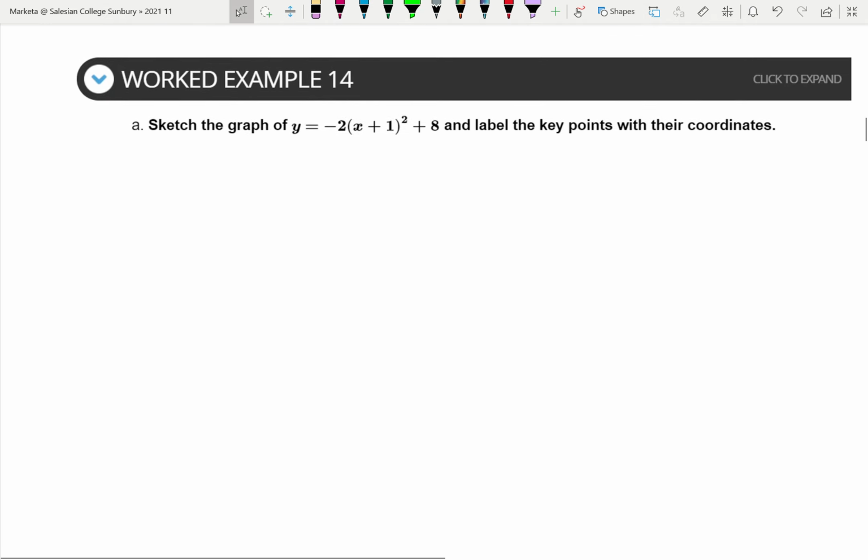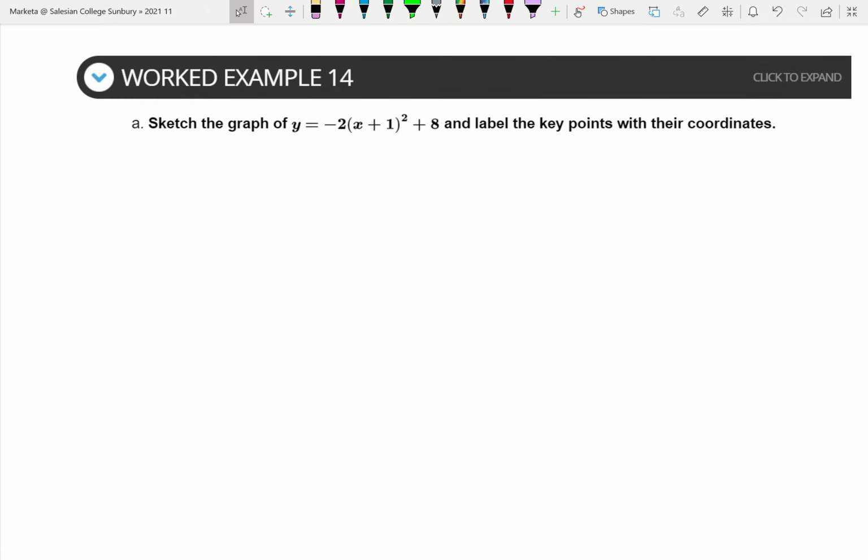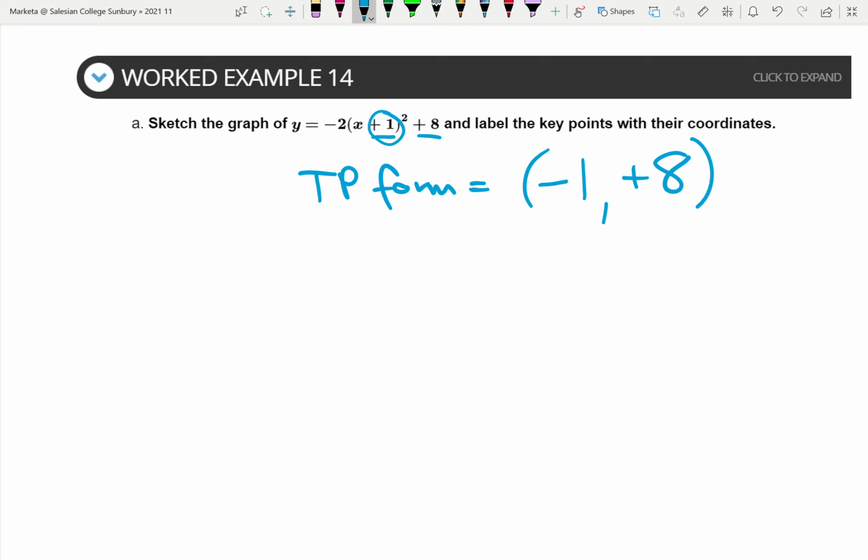Now they're asking us to sketch this graph here. Again, the transformation video is going to be really important for you as you learn how to sketch from turning point form. This is in turning point form, and the reason it's in turning point form is we can identify the turning point. The turning point is going to be the opposite of what's in the brackets with the x, and then the same as what's outside the brackets. So negative 1, 8 would be our turning point. You can see that straight away from this graph.